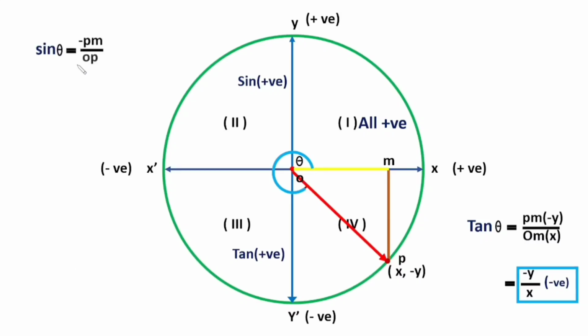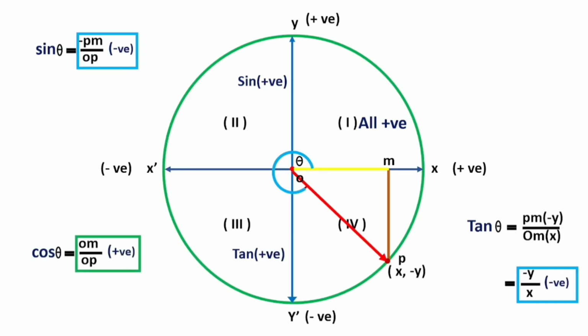But sin theta equals minus PM upon OP. So sin theta is also negative. As sin theta is negative, cosec theta is also negative in the fourth quadrant. But cos theta this time is positive because OM is to the right of the x-axis, so it is positive. So cos theta with its reciprocal sec both are positive in the fourth quadrant.